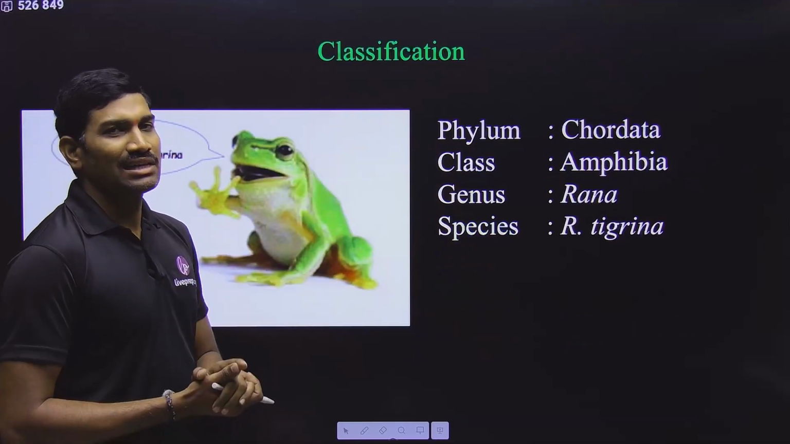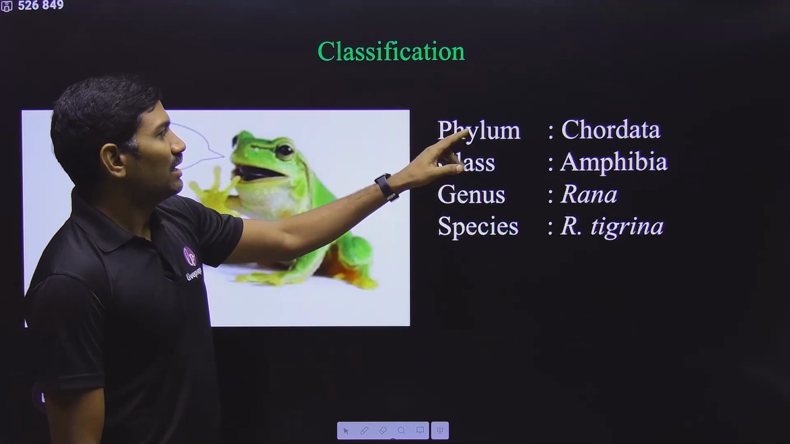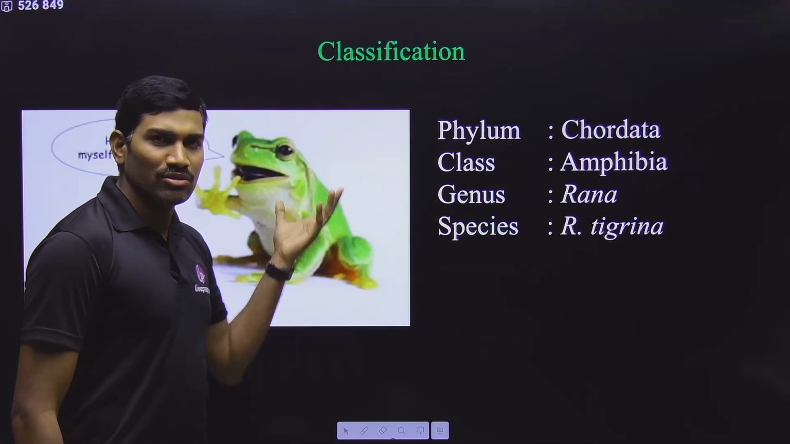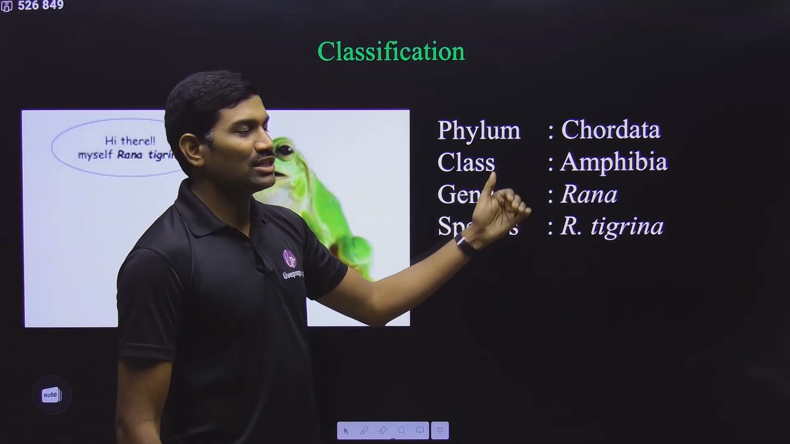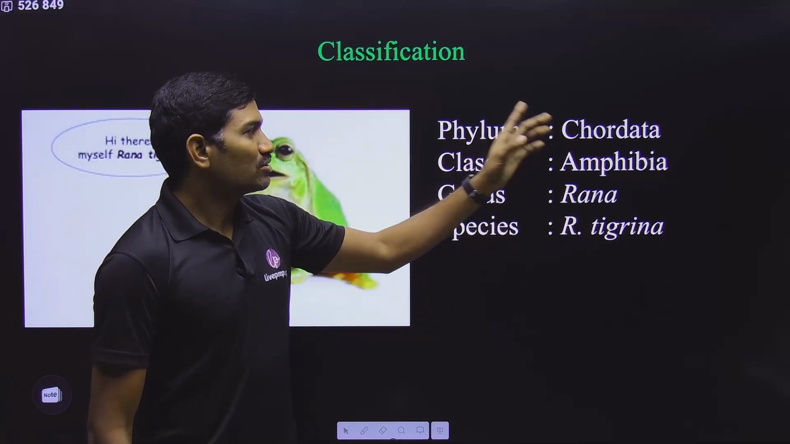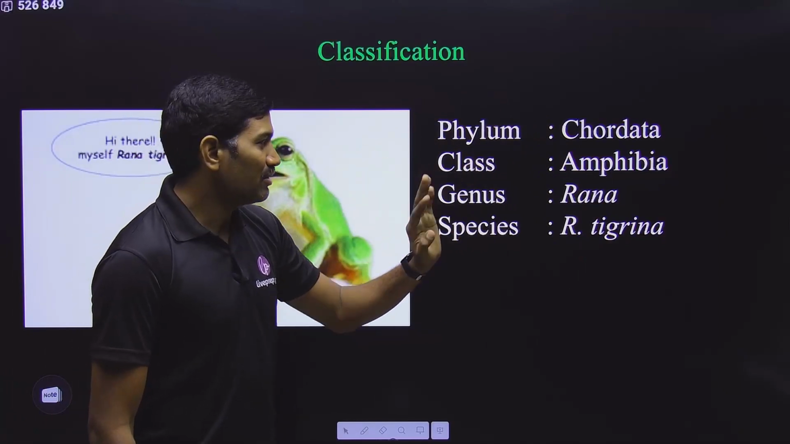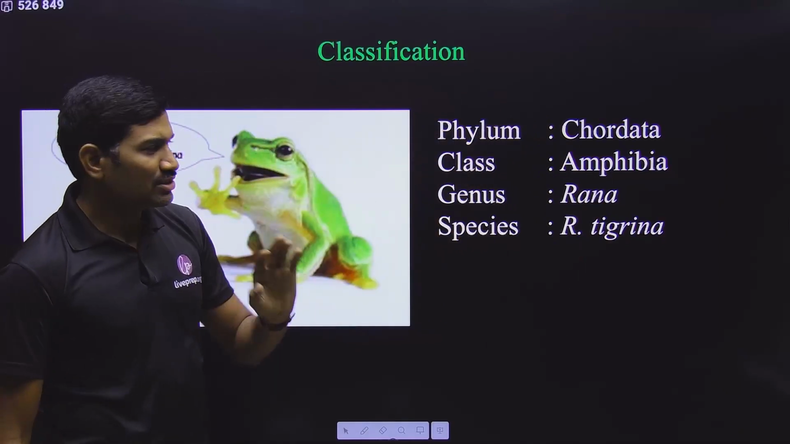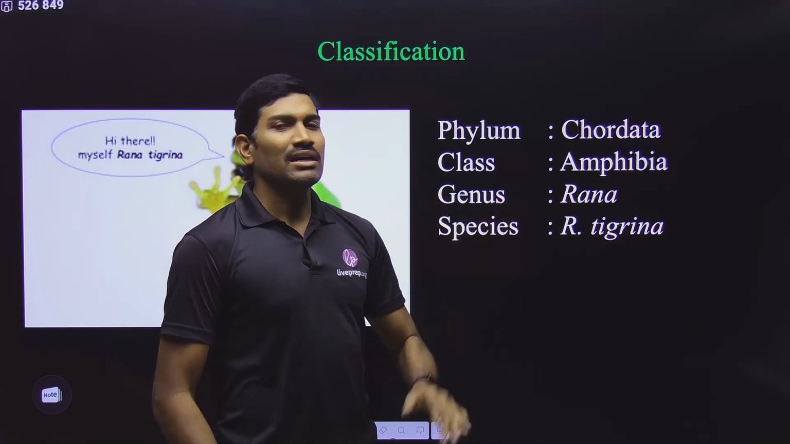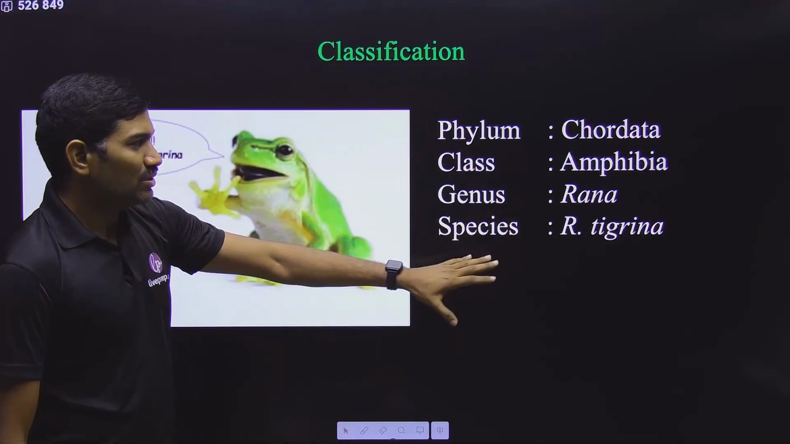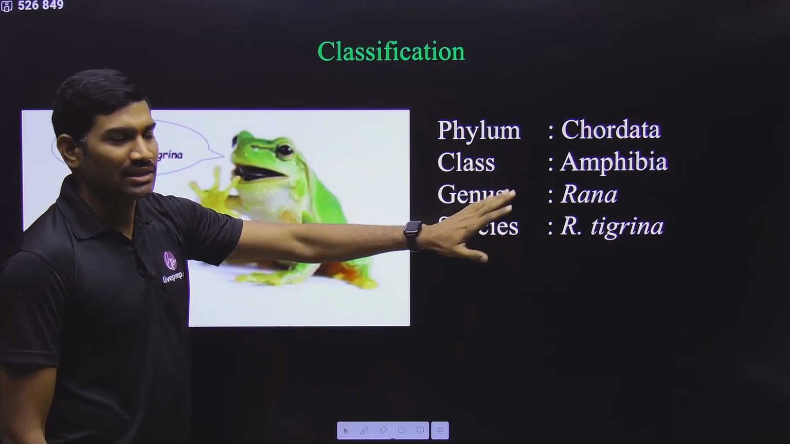And here under the classification, first we are talking about the frog, and here we are talking about Rana tigrina. So it belongs to the phylum Chordata, class Amphibia. The in-between content is not much important. Directly we are going with the genus, that is Rana, and the species is Rana tigrina. So this is the common one that we are studying here.